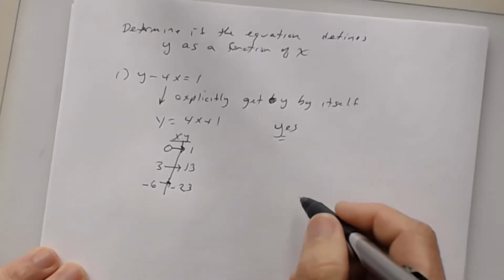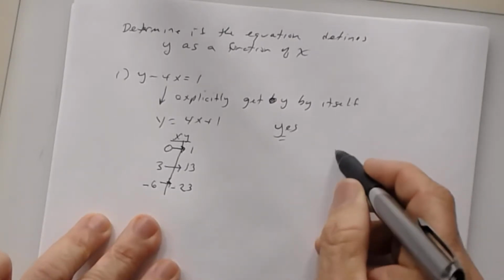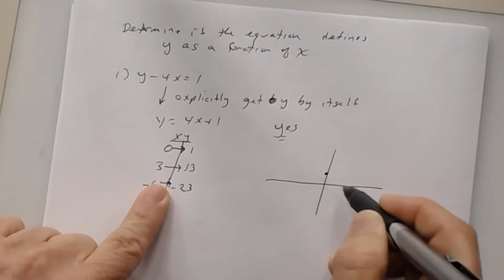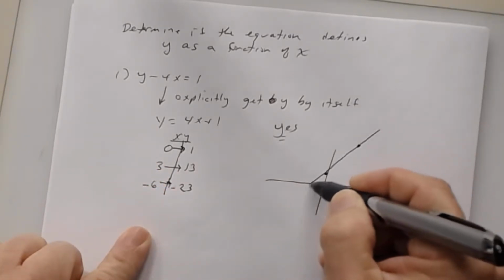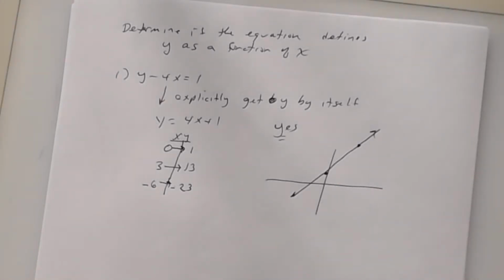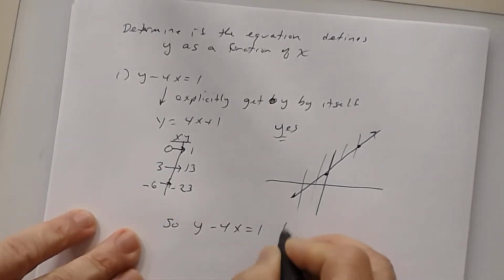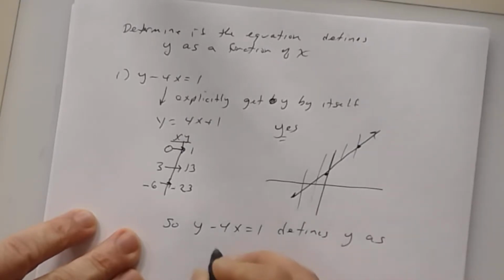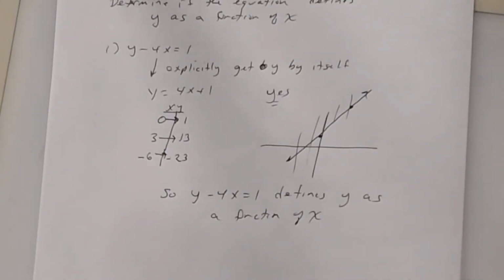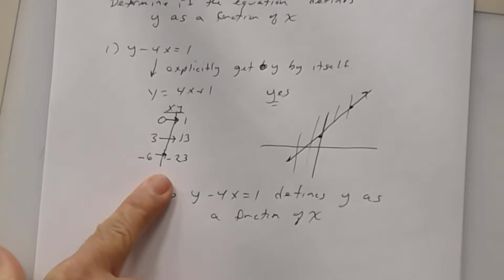Okay. Now I want you to notice this as well. Guys, if I were to graph this, 0, 1 is here, 3, 13 is way up here, and I draw the line, couldn't I use a vertical line test? Yes. So according to the vertical line test, this is a function. So y minus 4x equal 1 defines y as a what? Function of x. That's what we just found. But notice that one of the things that helped us with number one was actually getting y by itself, and then using a t-table to see if for each x value there was how many y values? One.